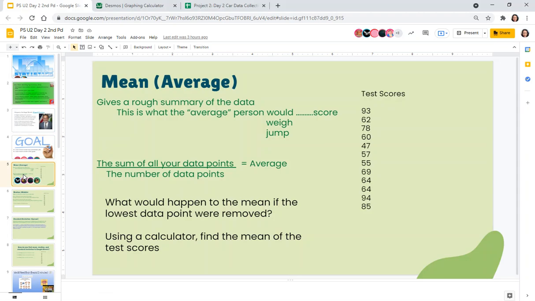Okay. So some of the other terms that we're going to need to know in this unit, one of them is mean, which is the average. So what I want you to do is take those test scores real quick and average them. You're going to add them and divide by how many you have. And then think about your answers to the questions on the screen. What would happen to the mean if the lowest data point were removed?